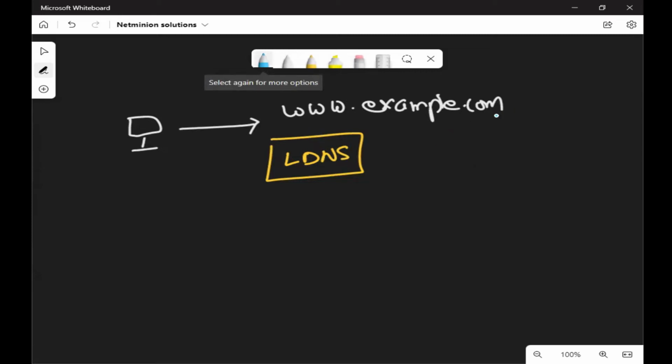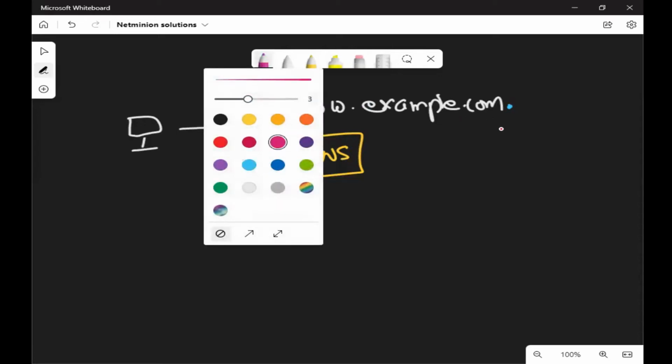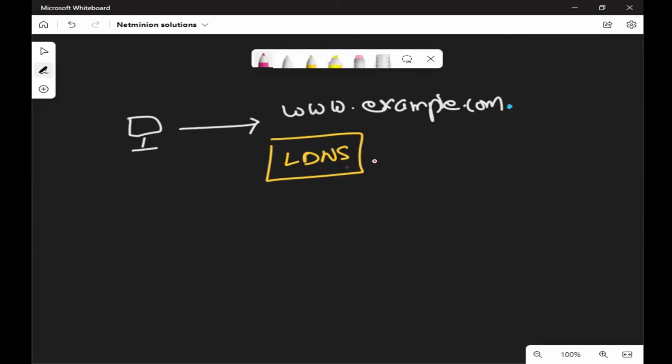I don't know if you guys are aware or not, but there is one dot at the end. This is something hidden, and we need not put it explicitly always in our URL, but it is very important to your LDNS. Your query will be resolved from right to left.